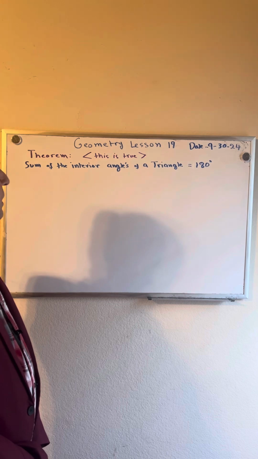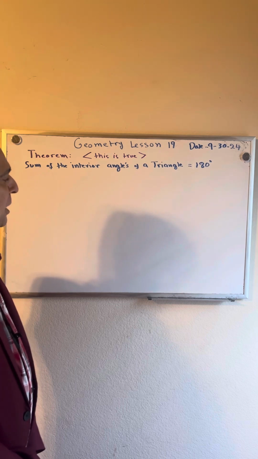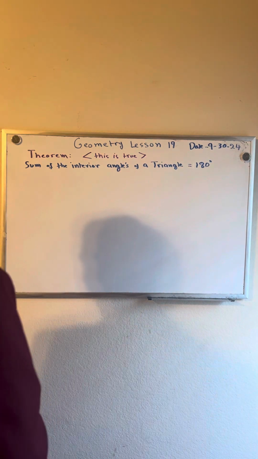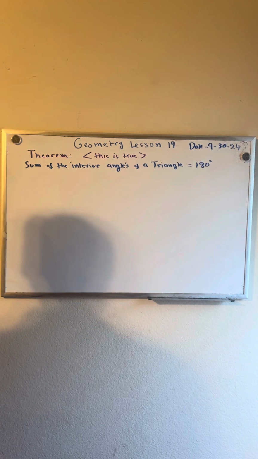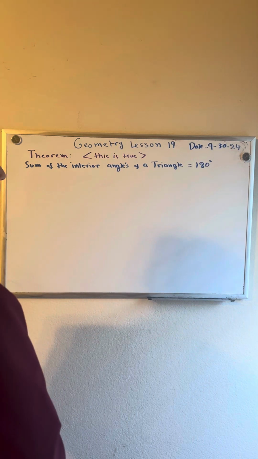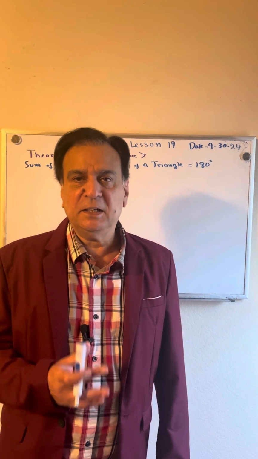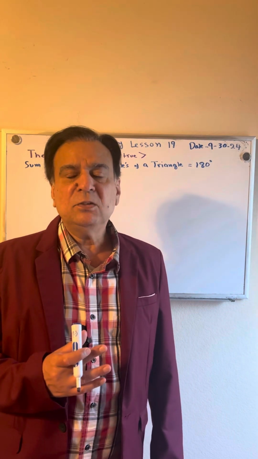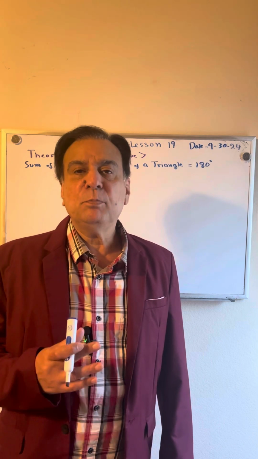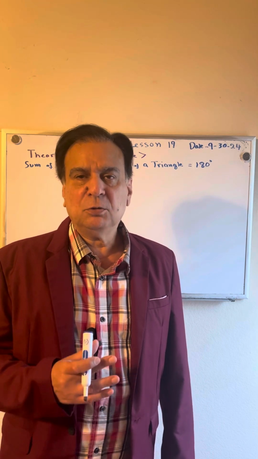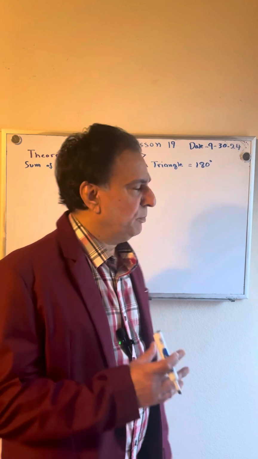We are going to discuss a theorem. This is geometry lesson number 19, and the theorem I have is on the board. Basically, what I'm saying in this theorem is that the sum of the interior angles of a triangle is always 180 degrees. Theorem means it's a fact. It has been proven in the past. So that's exactly what theorem means.